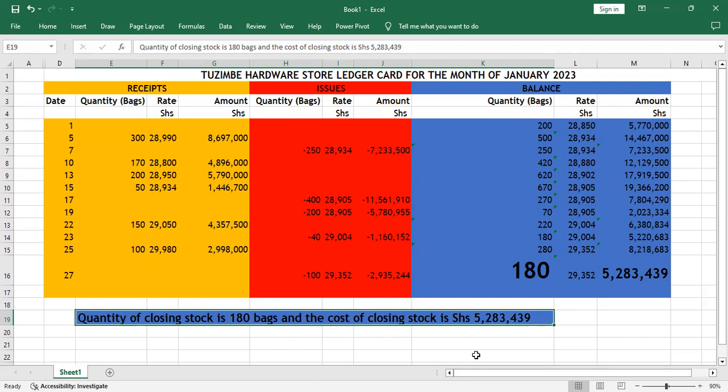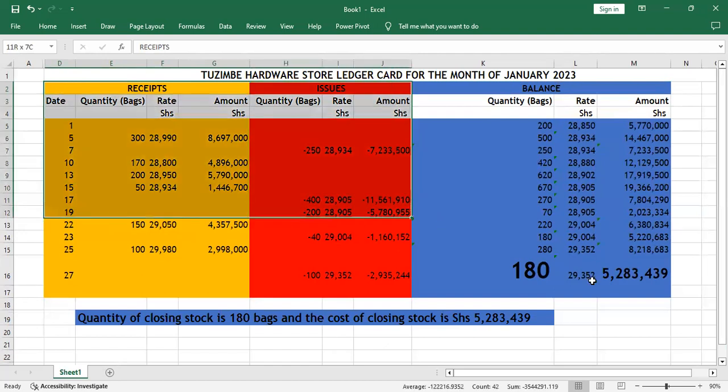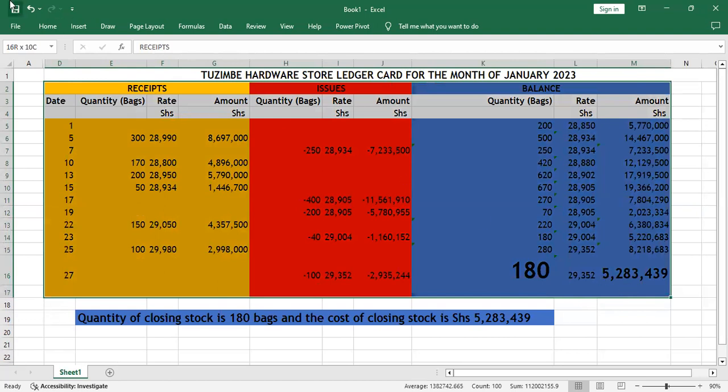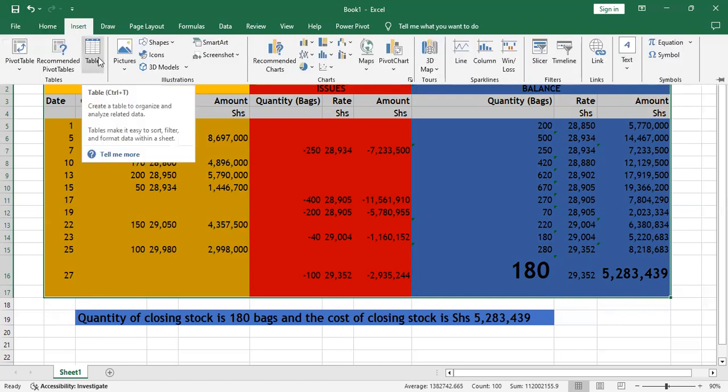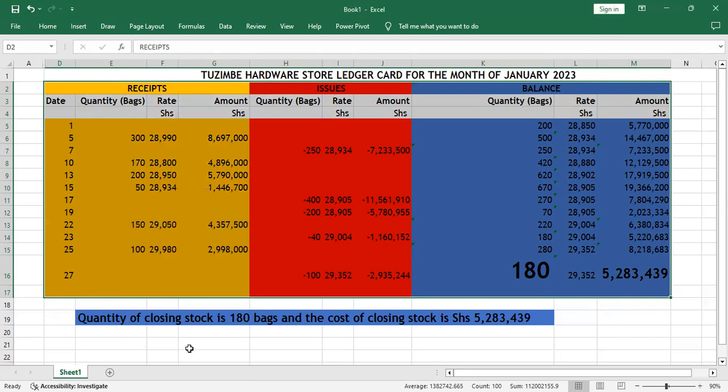In my next presentation, I'll show you how we can use the FIFO method. But of course, you need to be practicing. Practice is very, very key when it comes to these methods of calculating the values of closing stock, the FIFO method and the weighted average method. Practice is very important.